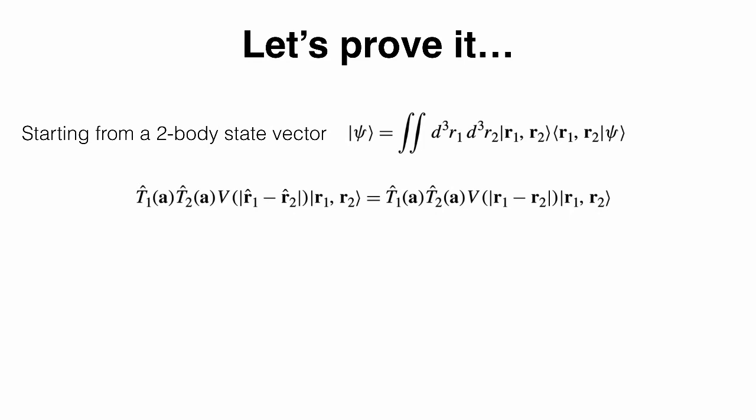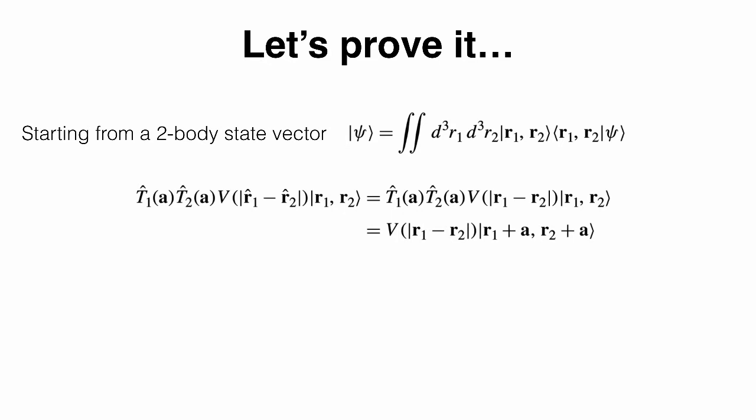And this is clearly equal to this, right? The difference is that the operators R1 and R2 have been replaced by the numbers R1 and R2, actually the vectors R1 and R2, because that operator operates on an eigenstate of R1 and R2. Okay, so far so good.